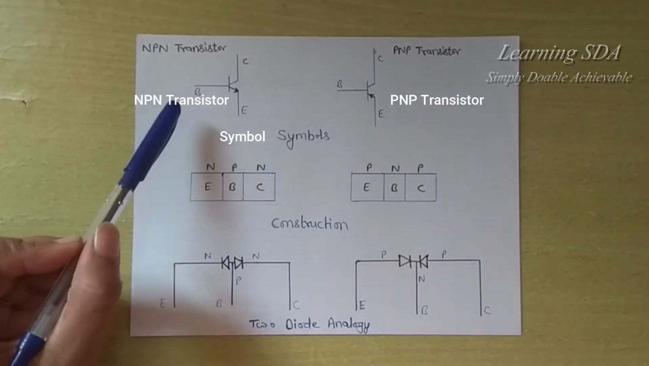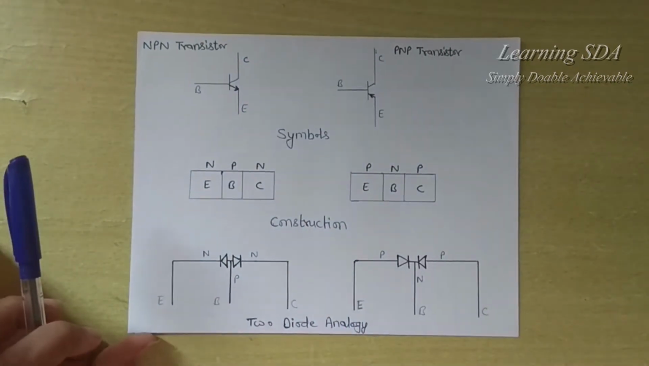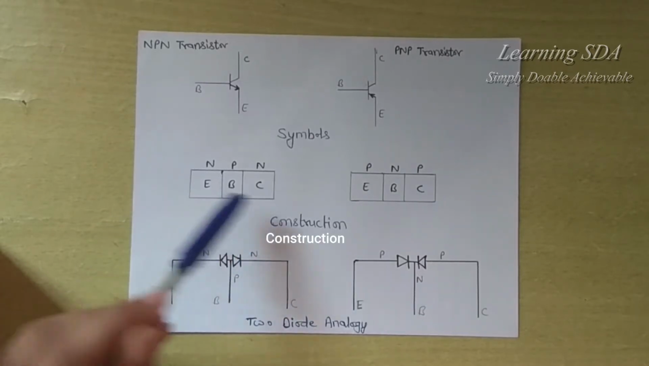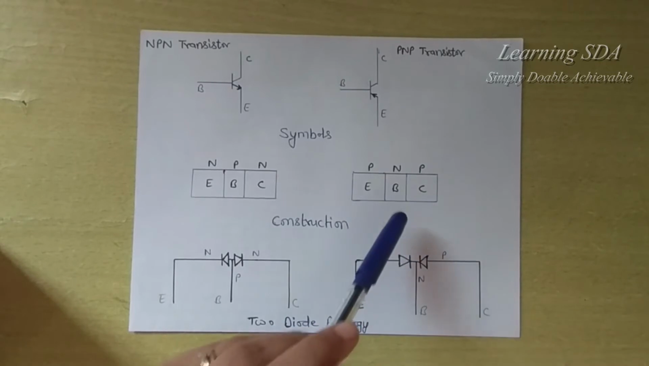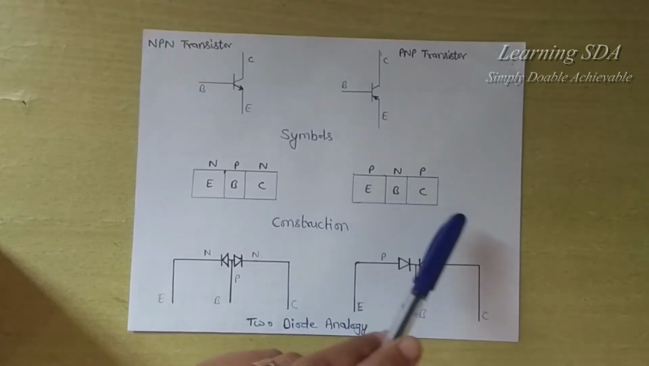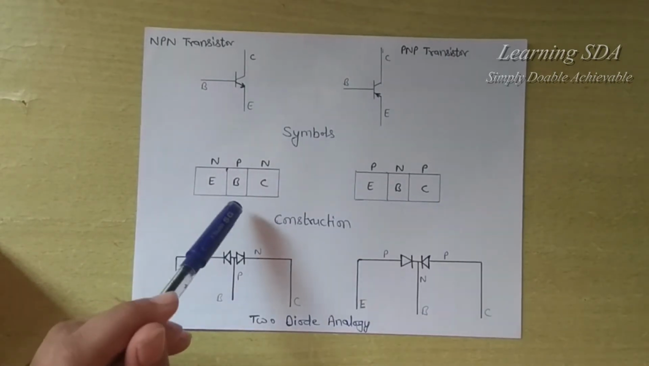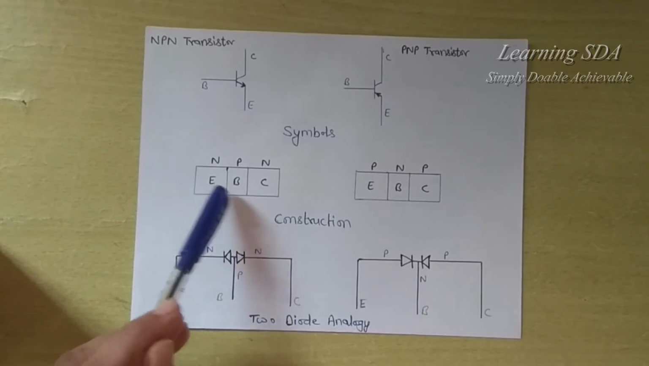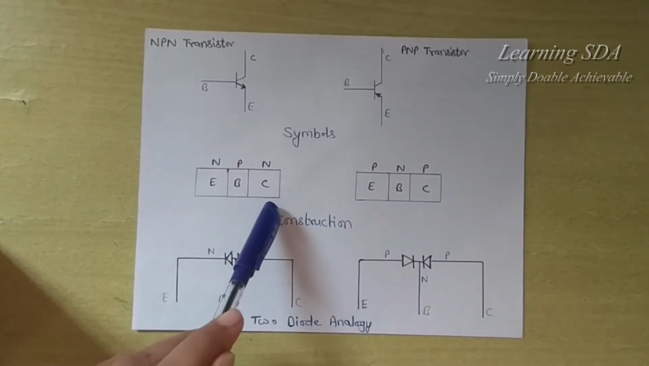So these are the symbols of the NPN and PNP transistor. As we all know, in an NPN transistor, a P-type semiconductor is sandwiched between two N-type semiconductors, and in a PNP transistor, an N-type semiconductor is sandwiched between two P-type semiconductors. So here there are two PN junctions. One junction is between the base and emitter, and another junction is between the base and collector.